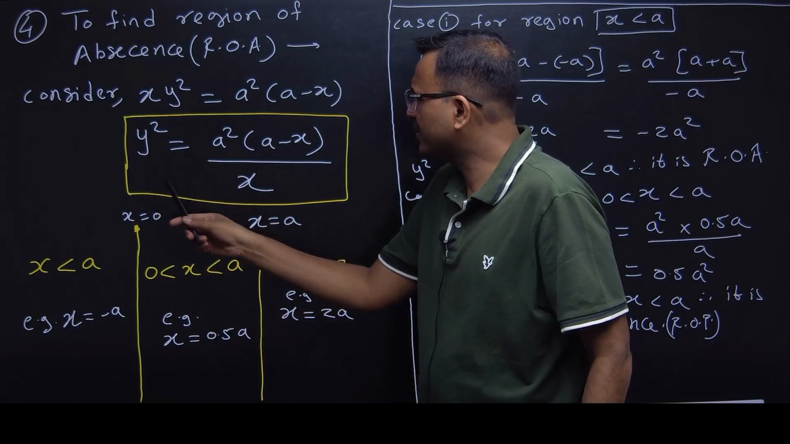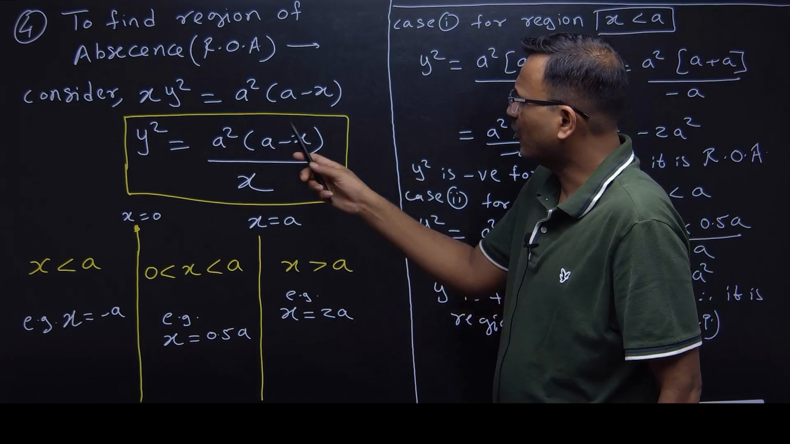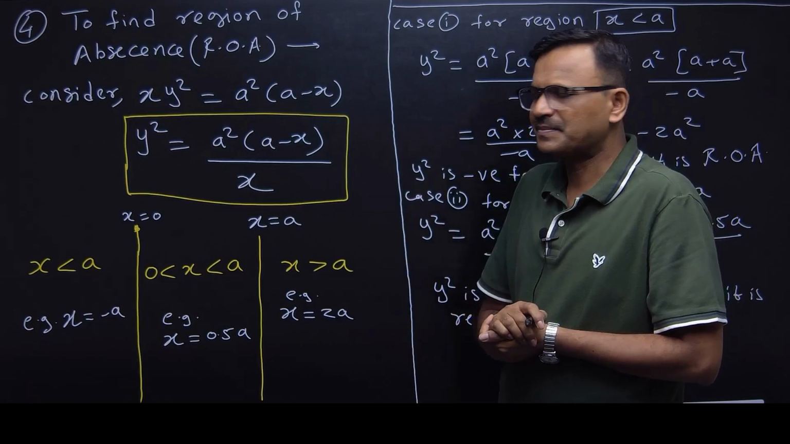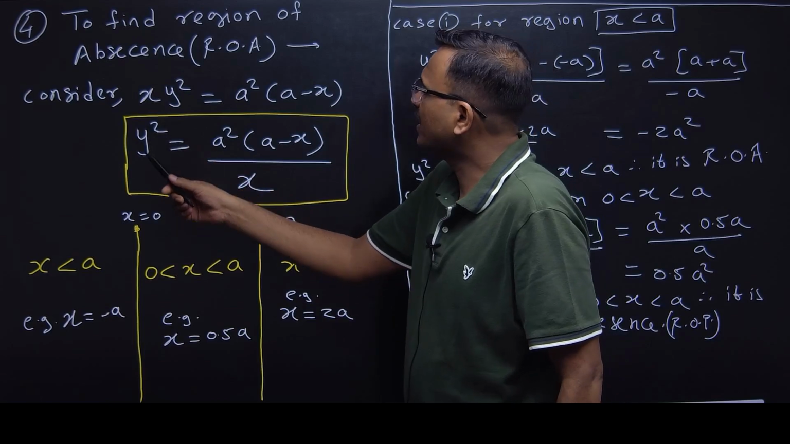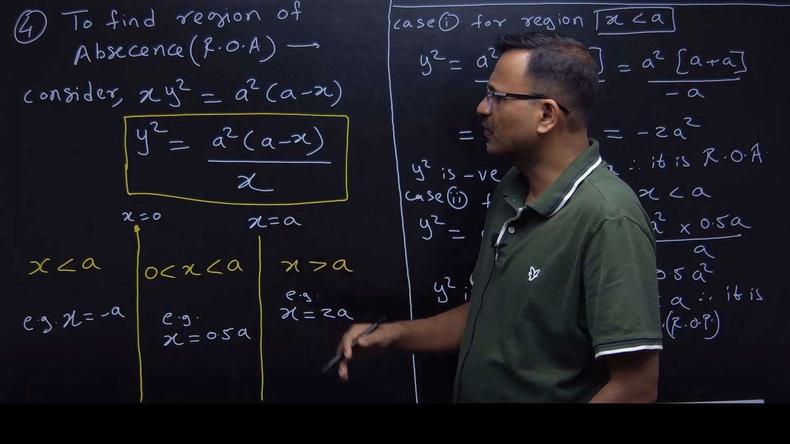Y square left hand side में है और बाकी के सारे terms right hand side में लेकर आया हूँ मैं. I brought the equation in the form y square is f of x. So see, to find the region of absence, we should express the equation in such a way that you should bring y square term on the left hand side and the remaining terms of x on right hand side. Or you can do vice versa.